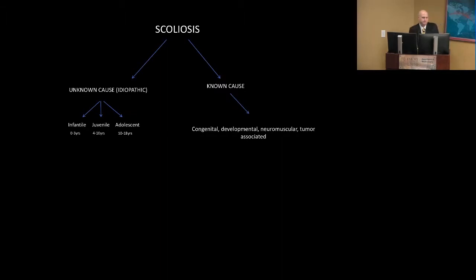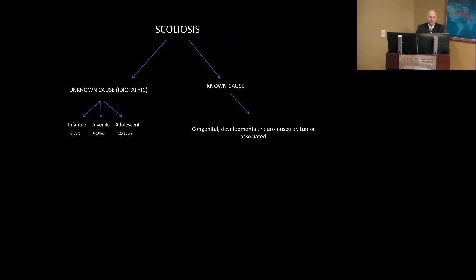And so let's start with scoliosis. Scoliosis can be broken down into the known causes, which we see pretty commonly on our service, both at Eggleston and Scottish Rite: congenital, developmental, neuromuscular, tumor-associated. And then the other side of the equation are the unknown or idiopathic causes. And those typically are not in our purview, and we don't do much thinking about it as neurosurgeons. It tends to fall to the orthopedists.